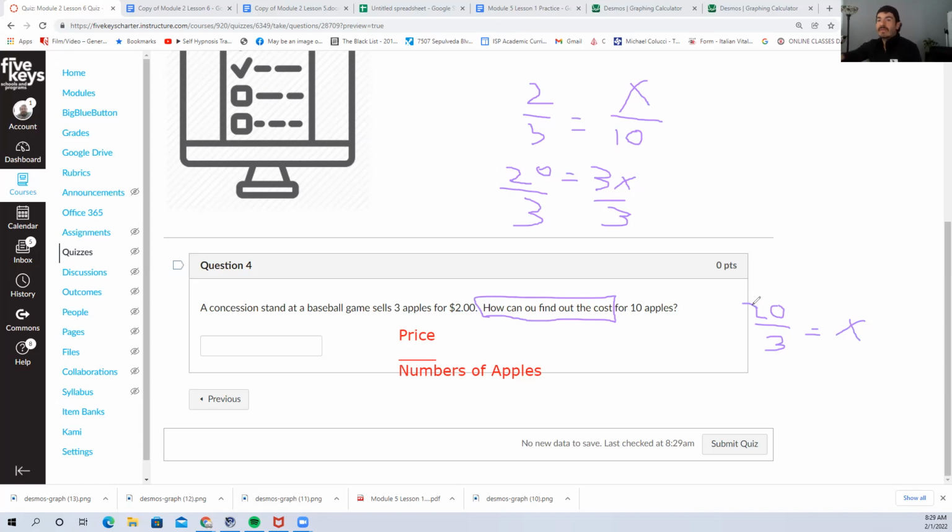So what's 20 divided by 3 as a decimal? We'll put 20 divided by 3 into your calculator and see what you get. I know 6 times 3 is 18, and then I'm left with 2/3, which is 0.666, repeating. So I'm going to say 0.67 and round it up, and this is how much 10 apples is going to cost at a rate of $2 for every 3 apples.